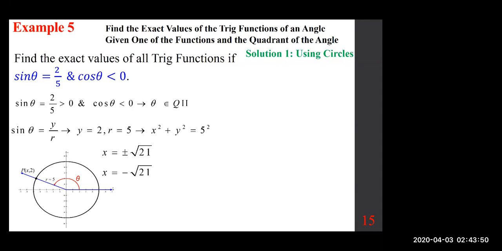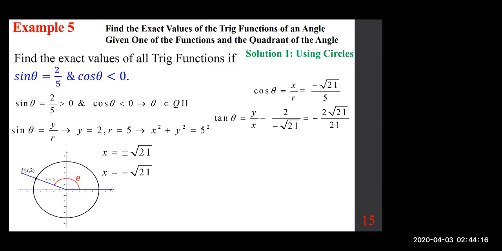Now you're practically done. Cosine is x over r. As long as we have sine and cosine, we have the rest of it. So here's cosine. What is tangent? You can say sine over cosine or y over x. That's your choice. Either way is fine.